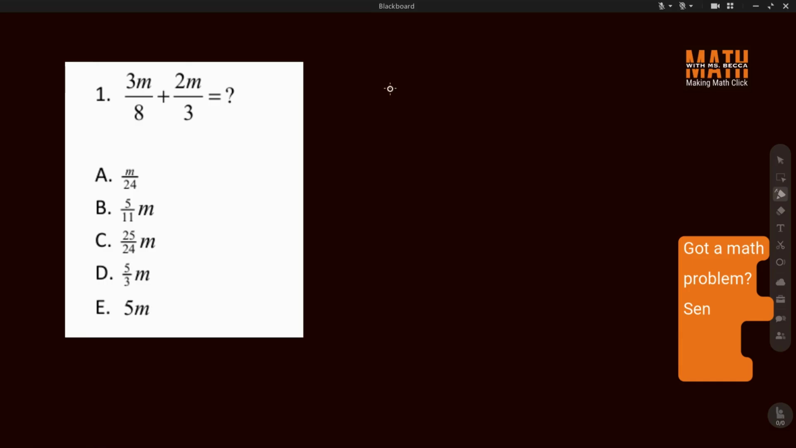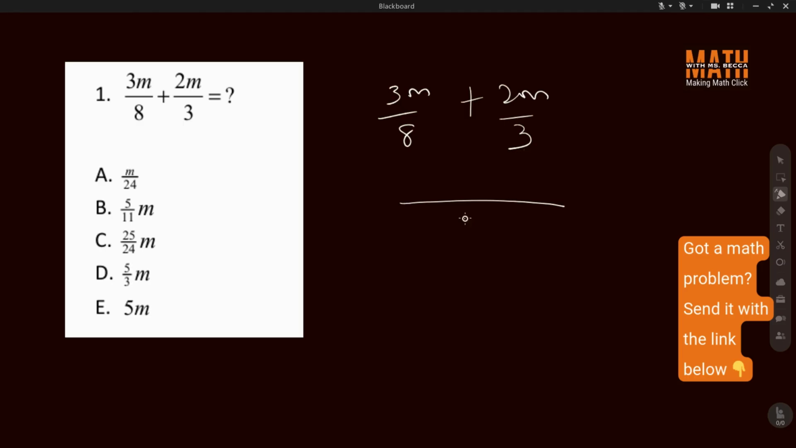Now we have 3m over 8 plus 2m over 3. To solve this, we have to look for the LCM of these two. And the LCM, let's just multiply both. 8 times 3 is 24. Let's use that as the LCM.